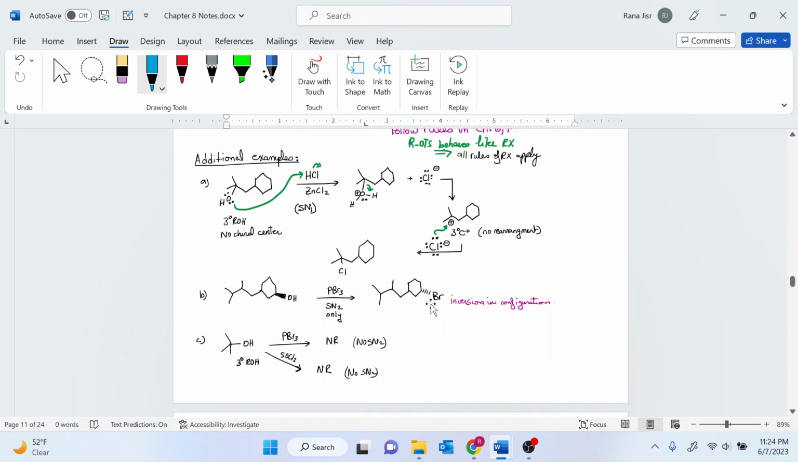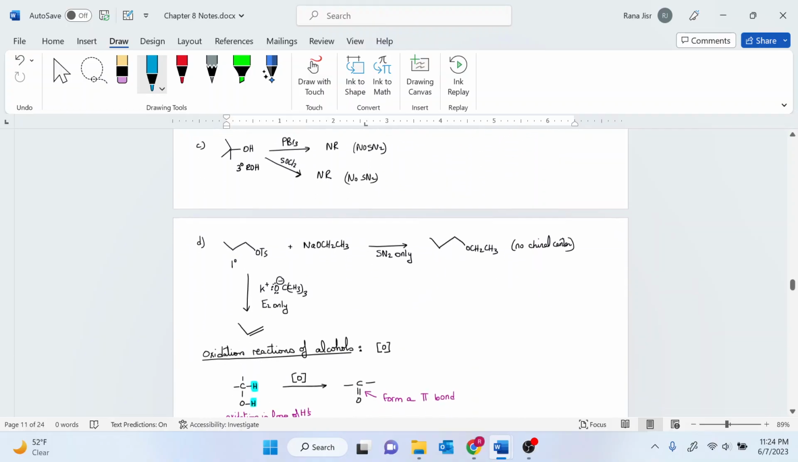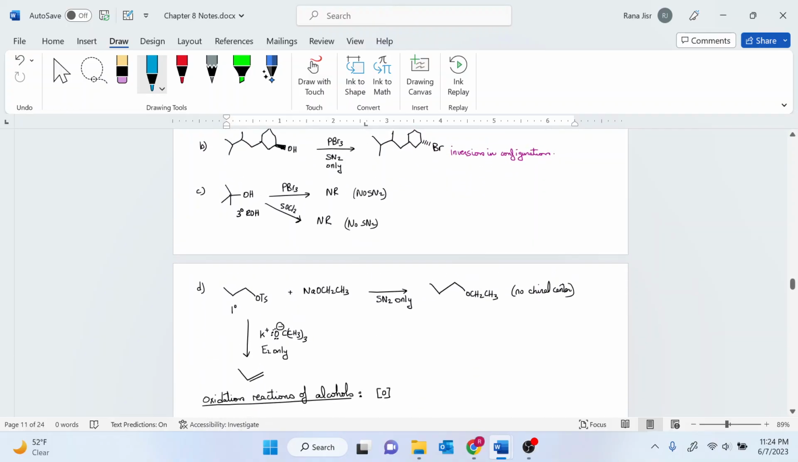There are additional examples in the notes. Please go over those. Also, there are examples in the problem set that I posted for this chapter. Go over those as well.